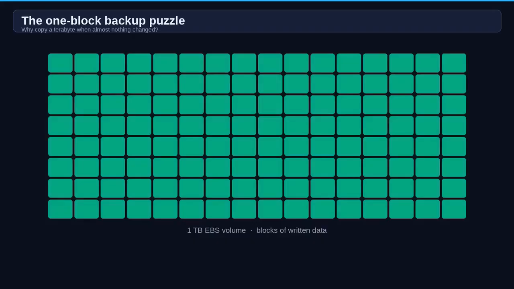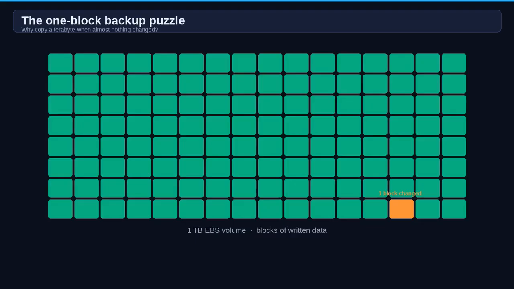An EBS volume is the virtual hard drive attached to an EC2 instance. It lives in a single availability zone. A snapshot is a point in time picture of that volume, a saved view of every written block at one exact moment. Here's the part that matters. The first snapshot really does copy everything currently written.